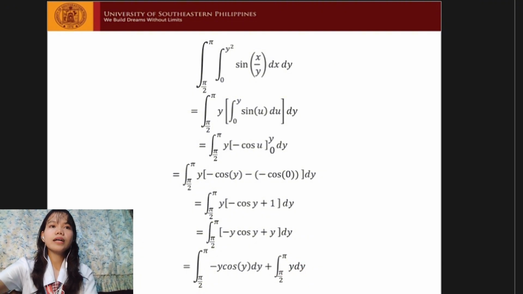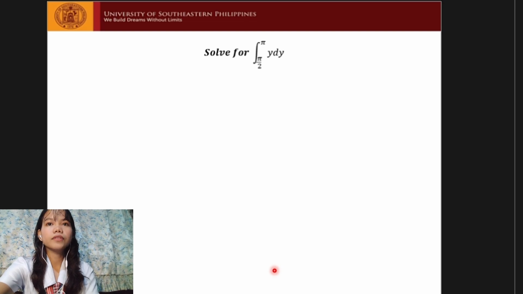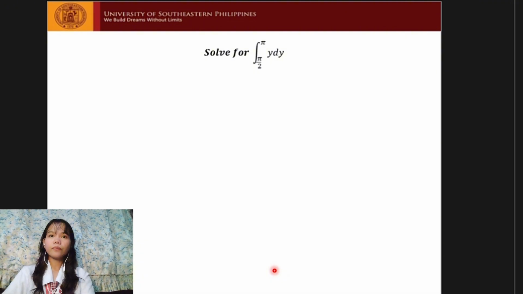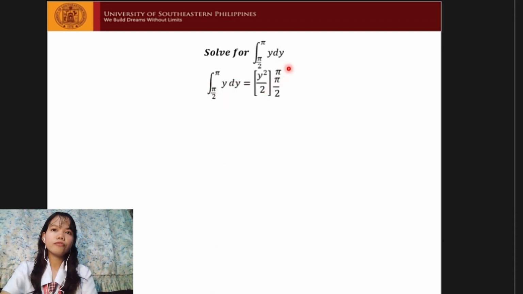So, firstly, we will have to solve the first, which is the integral of y with respect to y, dy, ranging from pi over 2 until pi. For this one, we will just integrate our variable y with respect to y, which gives an answer of y squared over 2, to be evaluated from pi over 2 until pi.